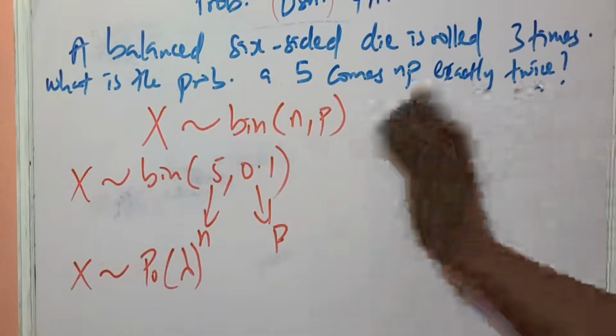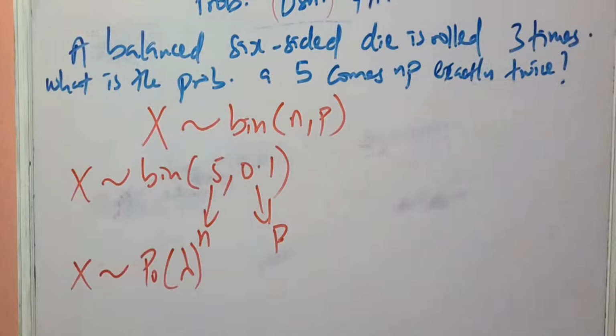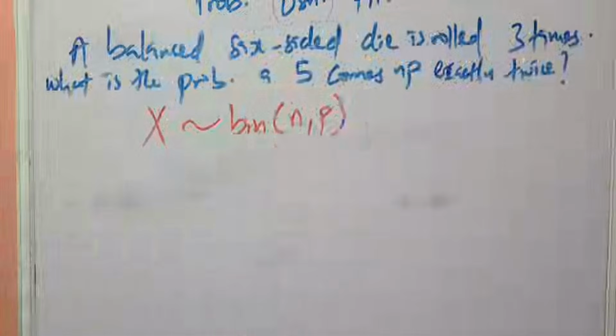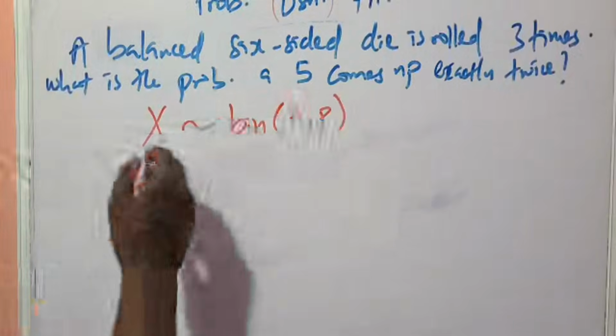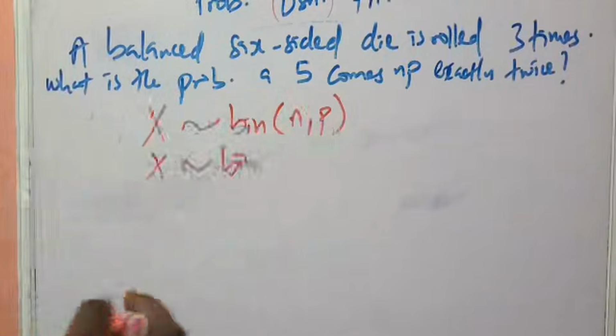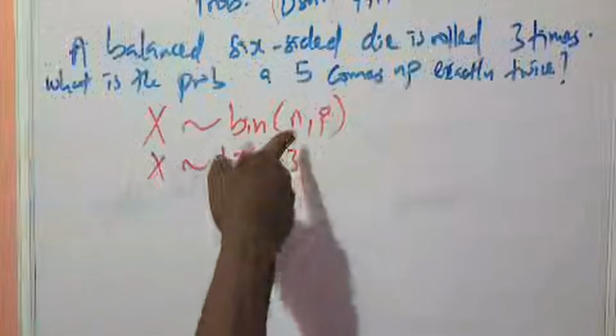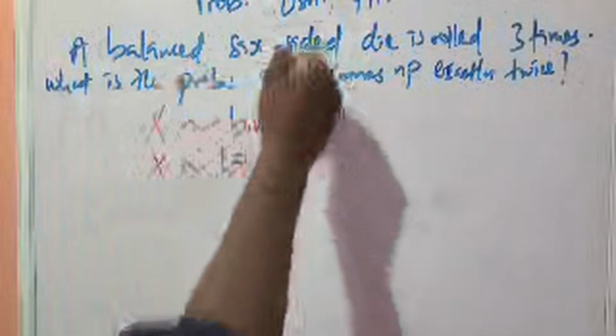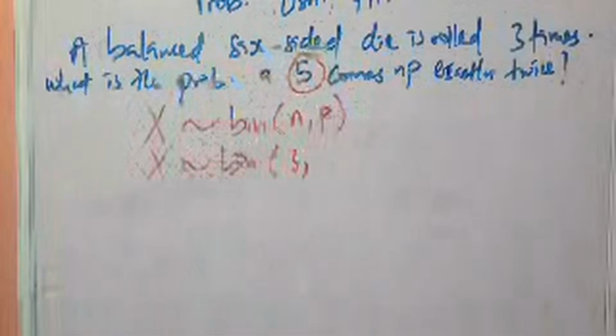So back to the question we have here. When we say a balanced six-sided die is rolled 3 times, we know that this experiment follows a binomial distribution. Sorry, I said Poisson, I mean binomial. The binomial has 3 trials, and of course, a probability of success. What's going to be the probability of success here? It is the probability of having a 5.